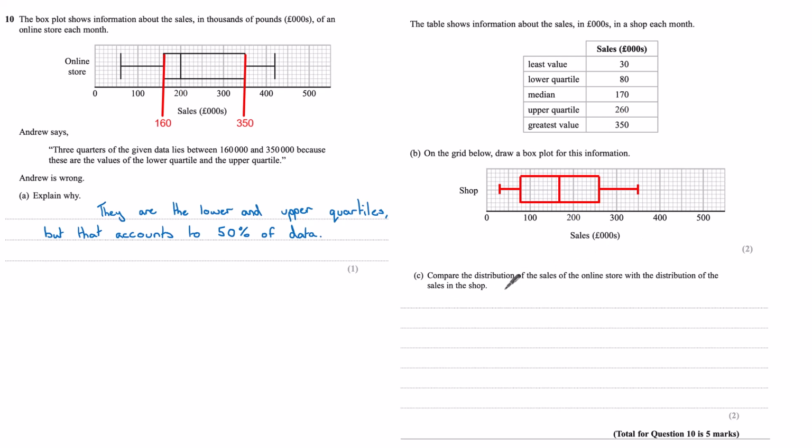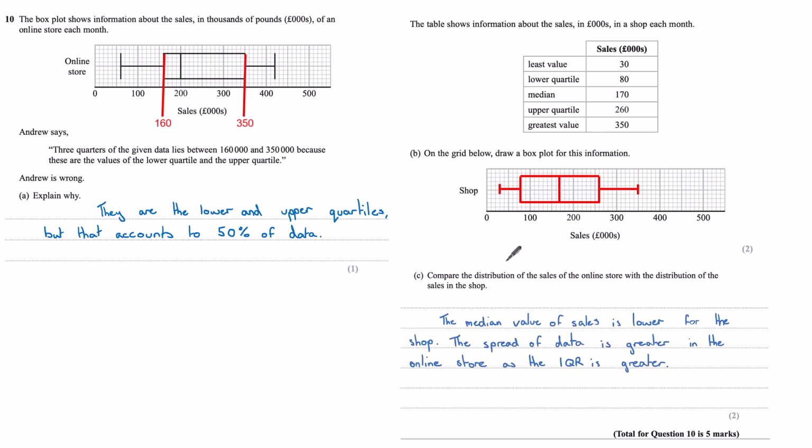Part C, compare the distribution of the sales with the online store with the distribution of the sales in the shop. Typically, you want two observations here, one to do with the median value and then the other to do with the spread of data.